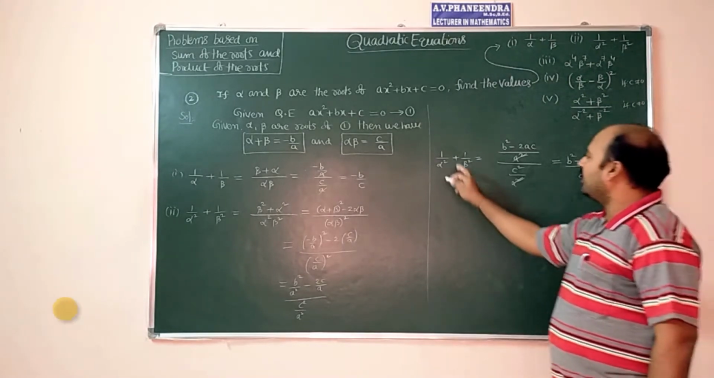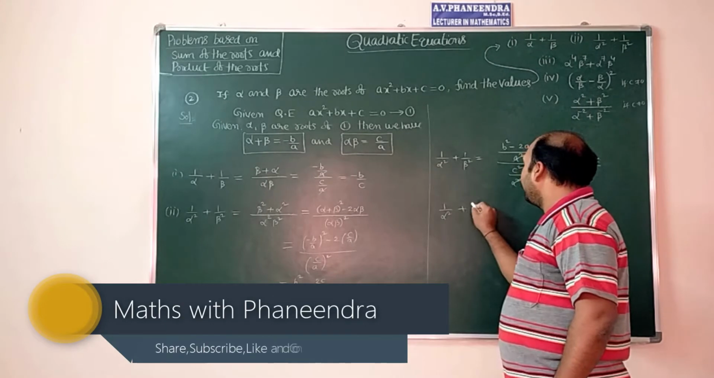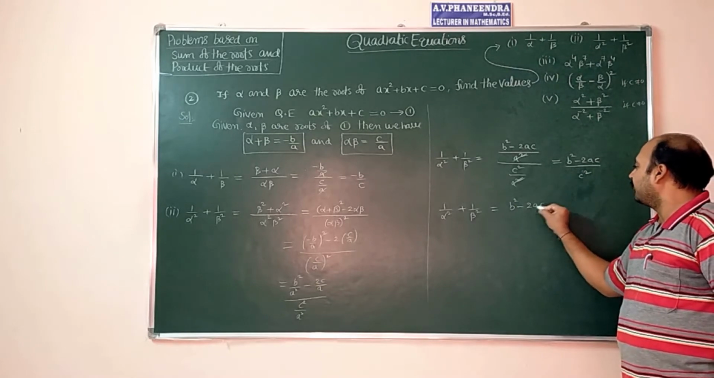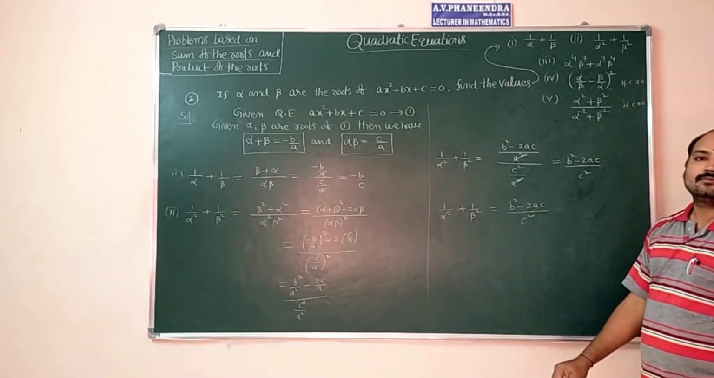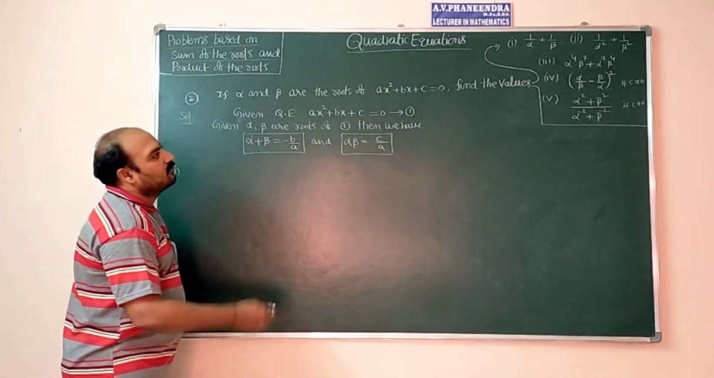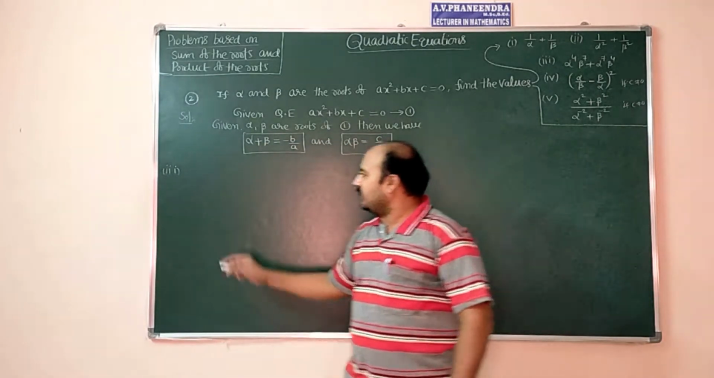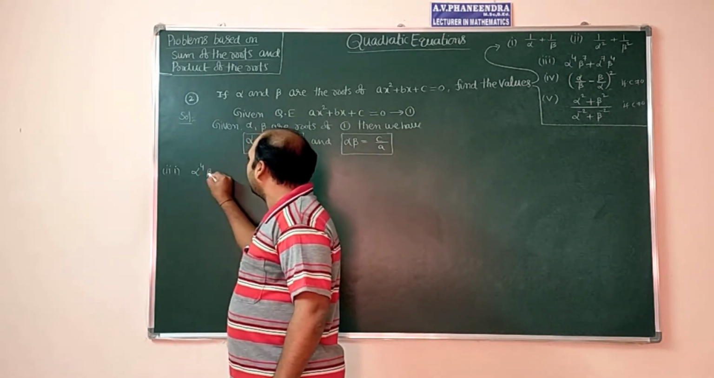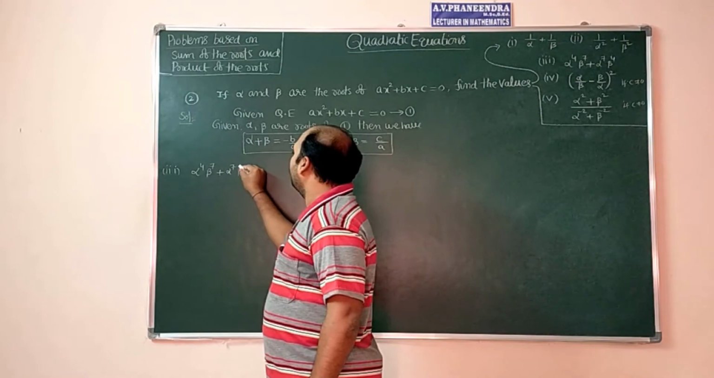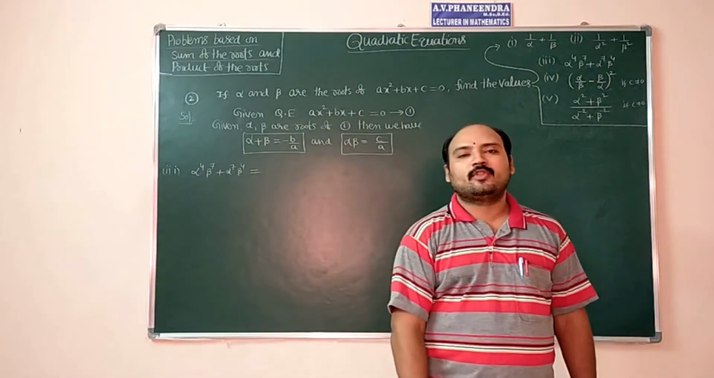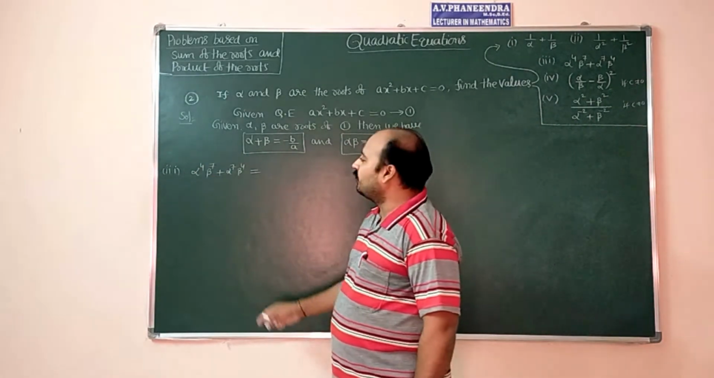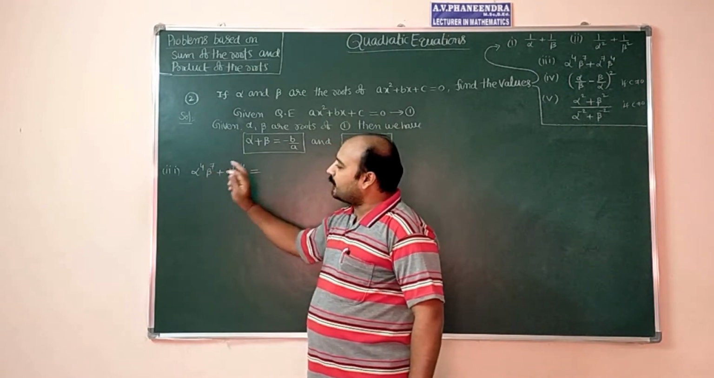This is the value of 1 by alpha square plus 1 by beta square, which is equal to b square minus 2ac divided by c square. This is the second question. Now, the question Roman letter 3. Roman letter 3 means alpha power 4 beta power 7 plus alpha power 7 beta power 4, which is equal to, from these two terms, 4 is the lesser degree. So from the first term, alpha power 4 beta power 4 I am taking common.